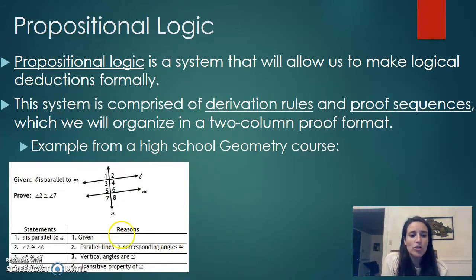So in this example, we're starting with the given, which said line L is parallel to line M. Then we conclude that angle 2 is congruent to angle 6 because we have a rule that says parallel lines have corresponding angles that are congruent. Then we conclude that angle 6 is congruent to angle 7 because we have a rule that says vertical angles are congruent. And finally, we can conclude that angle 2 is congruent to angle 7 by the transitive property.